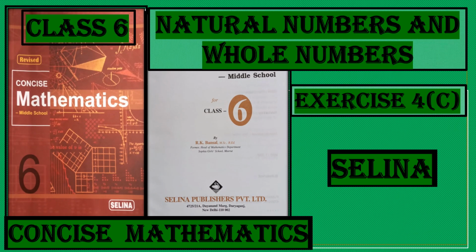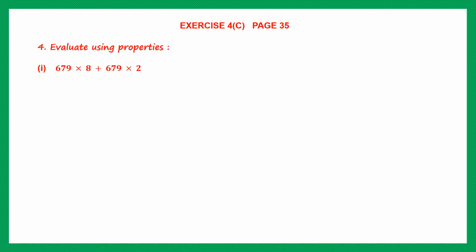Hello students, let's do natural numbers and whole numbers, exercise 4C. This is on page number 35 and we are doing question 4, evaluate using properties. Question 1, here we have 679 into 8 plus 679 into 2.